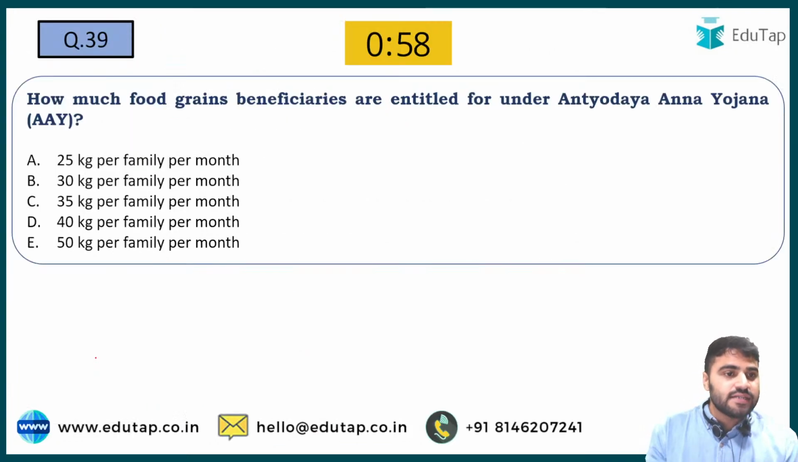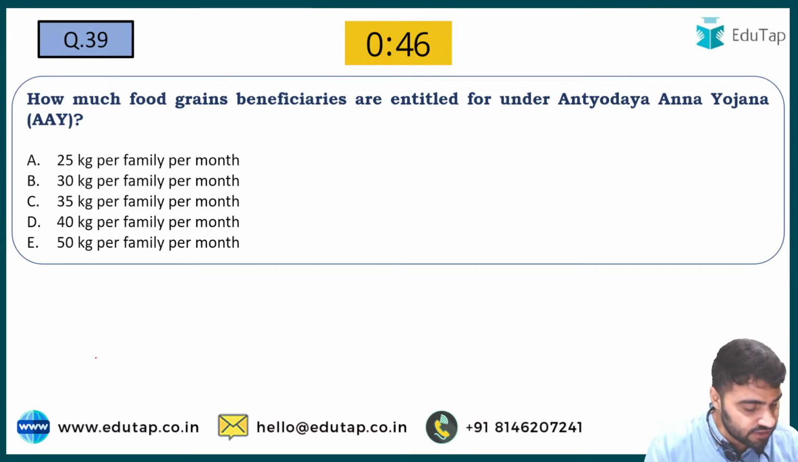Question number 39, guys. How much food grains beneficiaries are entitled for under the Antyodaya Anna Yojana? Your options are 25 kg per family per month, 30 kg, 35 kg, 40 kg or 50 kg.